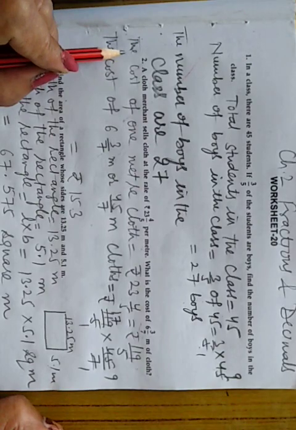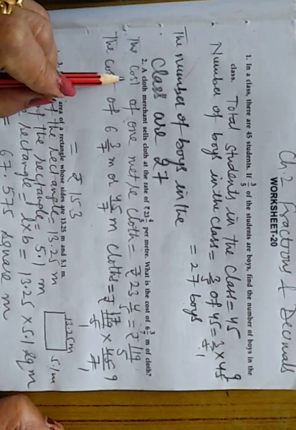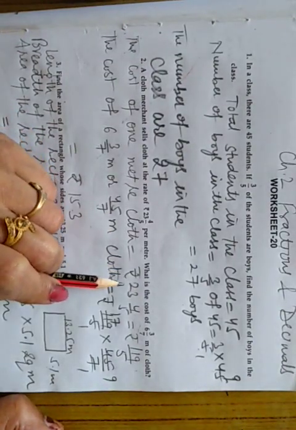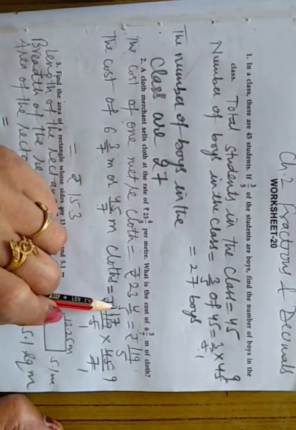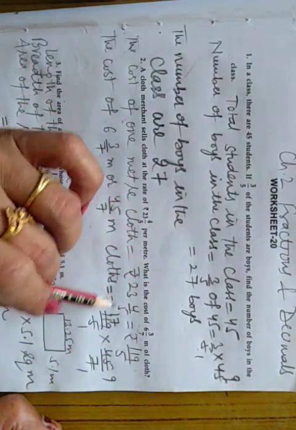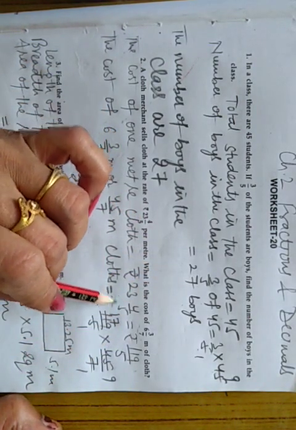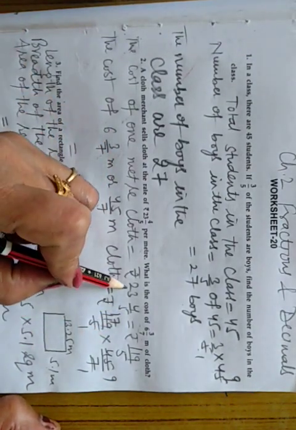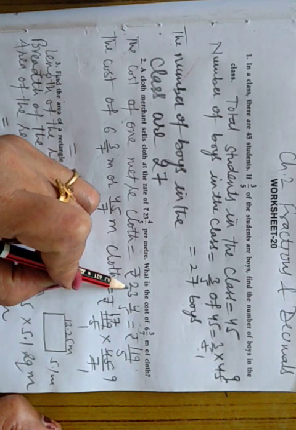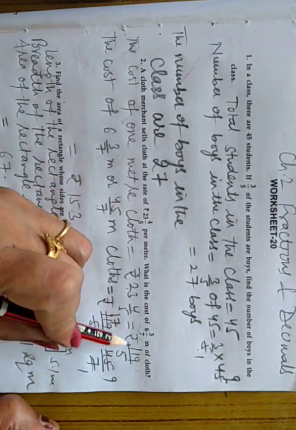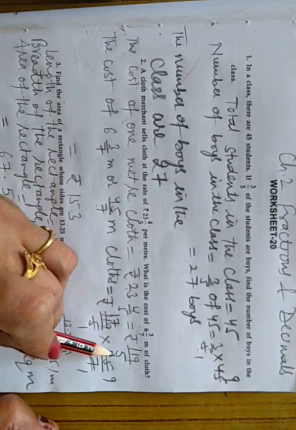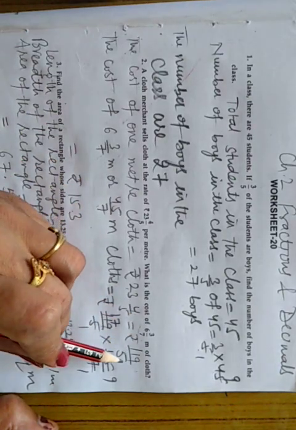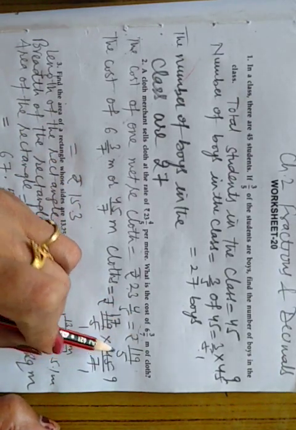So here we will write the language part. The cost of 1 meter of cloth is equal to rupees 23 whole 4 upon 5. So we will convert this mixed fraction into an improper fraction. How? 5 23s are 115 plus 4, that is 119 upon 5. Okay, so the cost of 1 meter of cloth is rupees 119 upon 5.